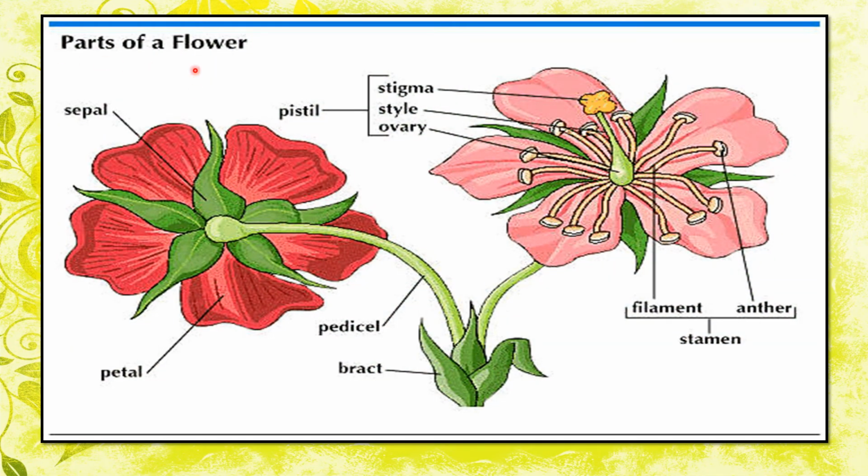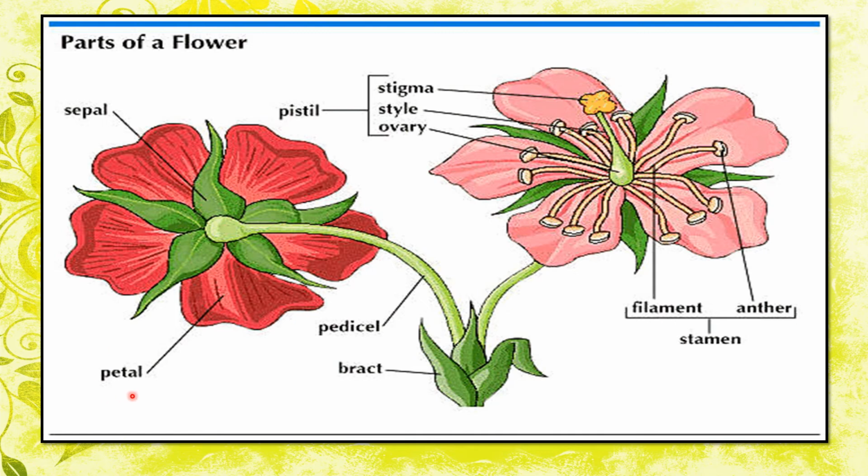Now, let us study the next part of the plant, that is flower. Flower is the most beautiful and colorful part of the plant, and it is attached to the stem or the branch with the help of pedicel. Let us know the different parts of flower. The first part is sepal. It is the outermost layer of the flower, and they are green leaf-like structures and they protect the bud.